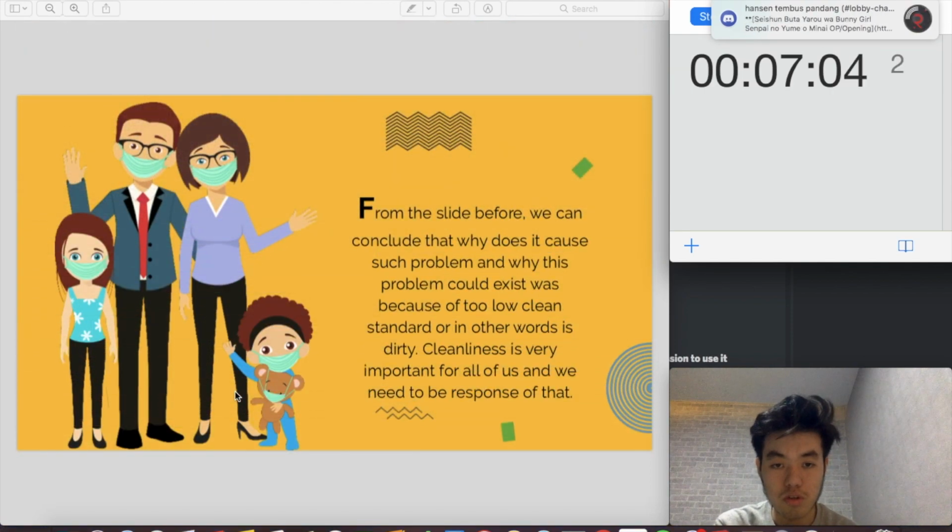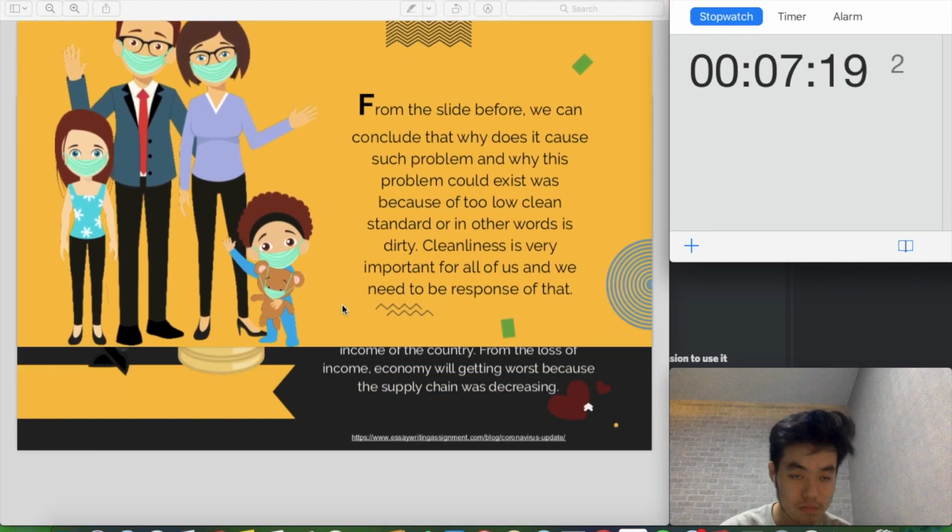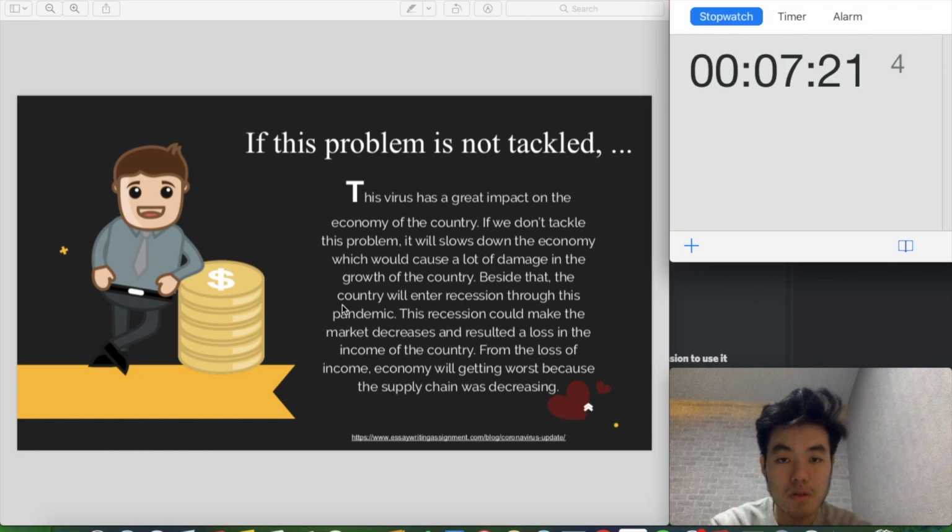From the slide before, we can conclude that the reason this problem exists is too low a cleanliness standard, or in other words, it's dirty. Cleanliness is very important for all of us and we need to be responsible for that. If this problem is not tackled, this virus has a great impact on the economy of the country.